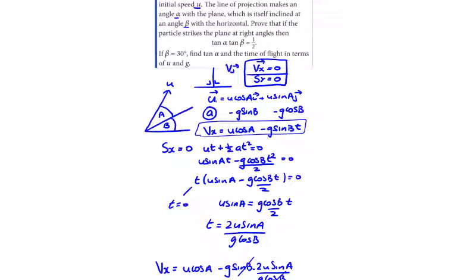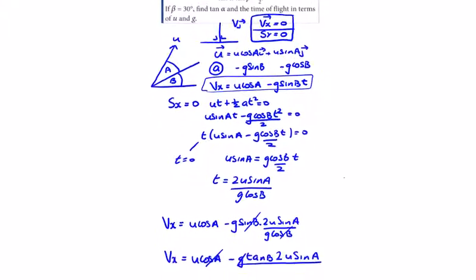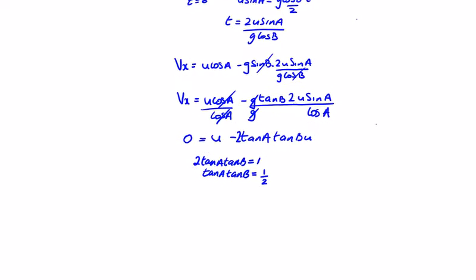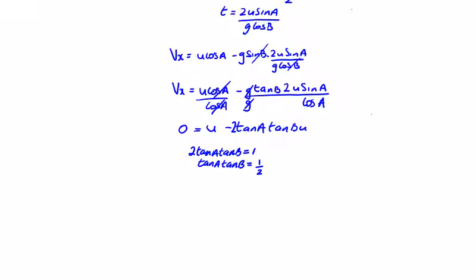Now we're told if b is equal to 30, find tan a and the time of flight in terms of u and g. Well, we have the time of flight there, 2u sine a over g cos b. If b is equal to 30, the tan of b is equal to 1 over root 3. You should know that from your knowledge of your angles. So tan a times 1 over root 3 is equal to 1 over 2. So tan a is equal to root 3 over 2.